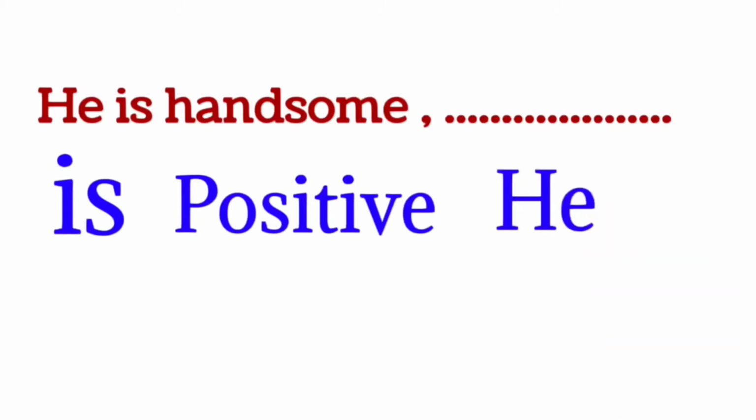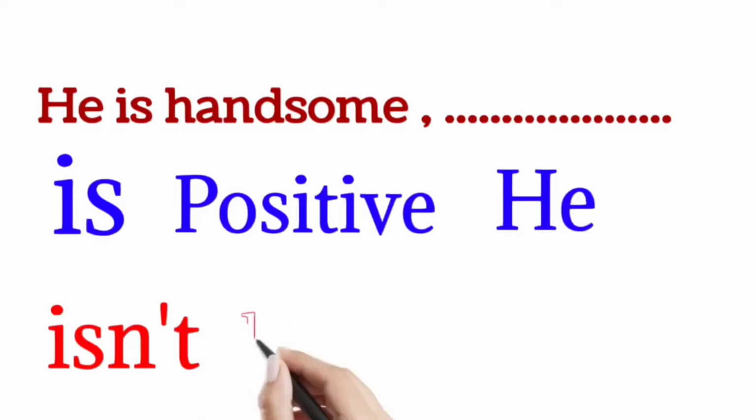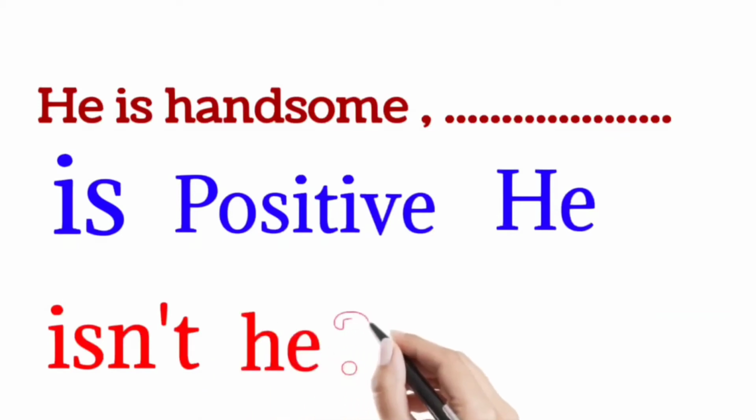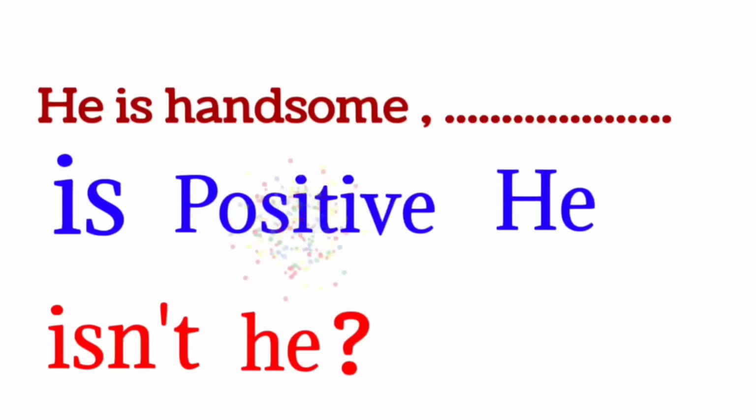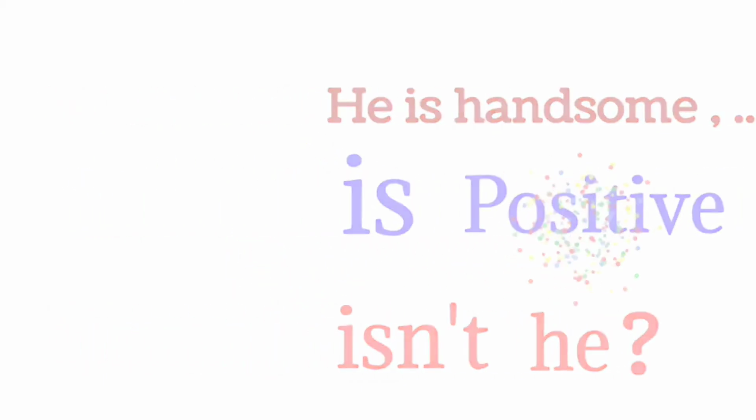So the auxiliary verb is is, and it is a positive sentence. So we need to change it to negative. So is plus not, we will add not. Is plus not is isn't. Then the subject is he. So our question tag will be isn't he. Here the sentence is: he is handsome, comma, isn't he. Again let me repeat, the question tag should be started with a small letter.